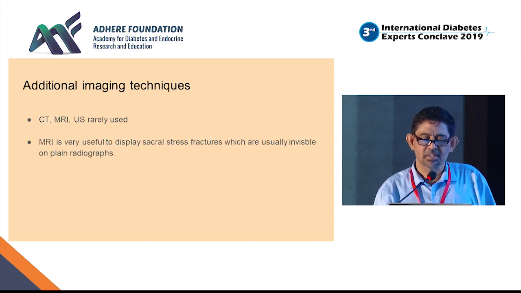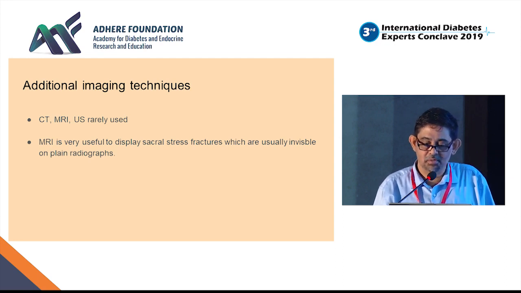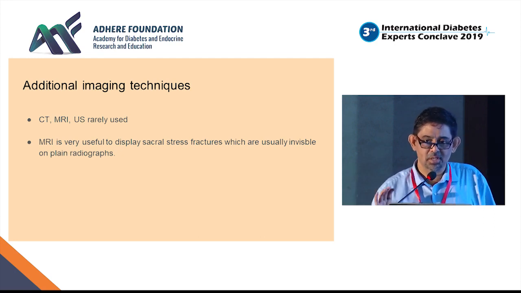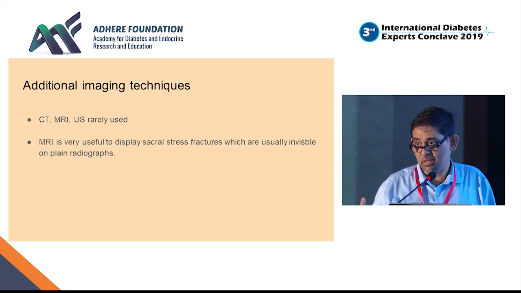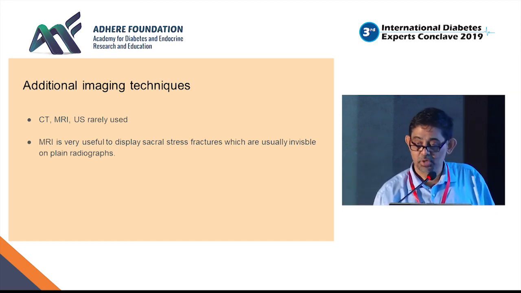Additional images like CT, MRI and ultrasound are rarely used. Although MRI is actually very useful to display a sacral stress fracture which cannot be seen otherwise on a plain radiograph, unless your patient is really very rich, I do not think you will substitute an MRI in place of an X-ray. They can be done if you want some specific area to be looked at, but they are not routinely to be used as an imaging technique.